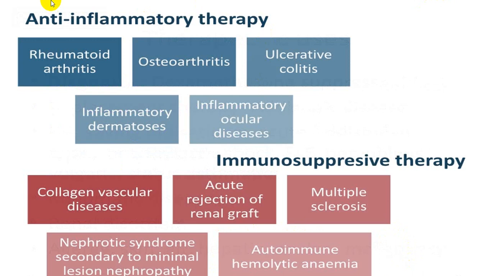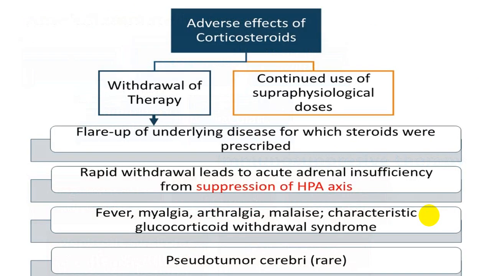So, as an anti-inflammatory in rheumatoid arthritis, osteoarthritis, ulcerative colitis, dermatosis, ocular disease, etc. And as an adjunct to immunosuppressive therapy in multiple sclerosis, graft rejection, collagen vascular disorders, nephrotic syndromes, minimal change nephropathy, autoimmune hemolytic anemias. In all these conditions, it becomes a drug of choice.